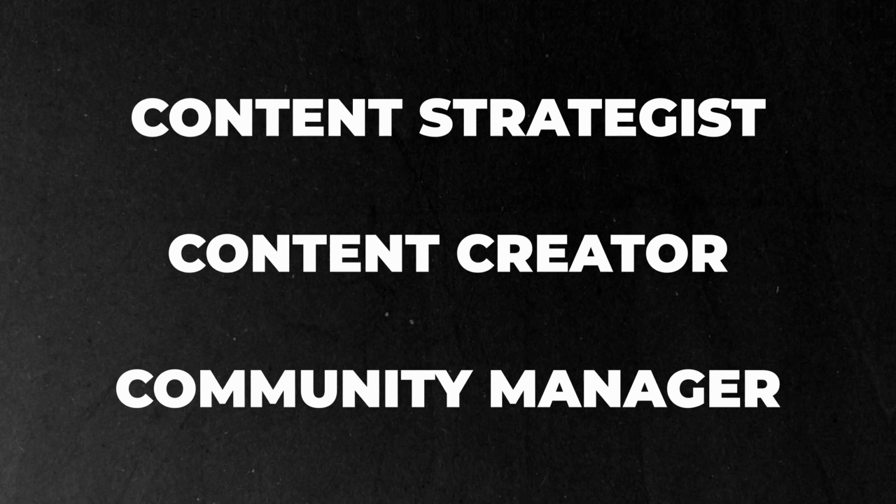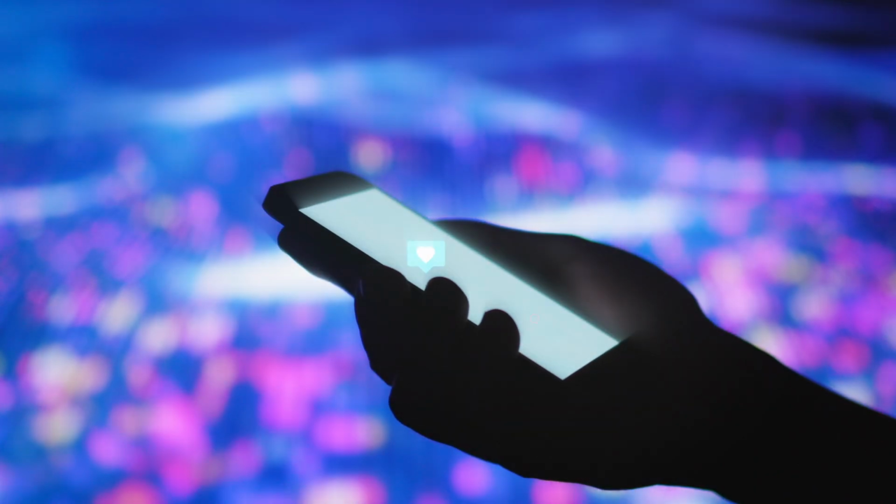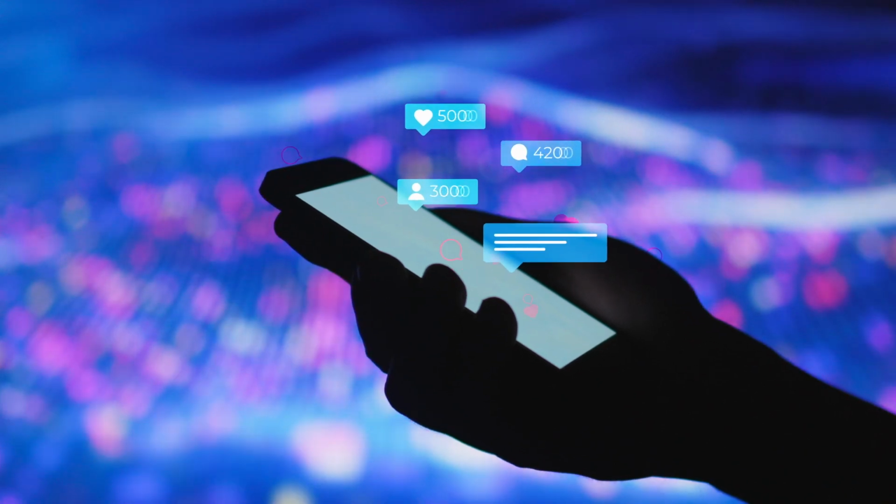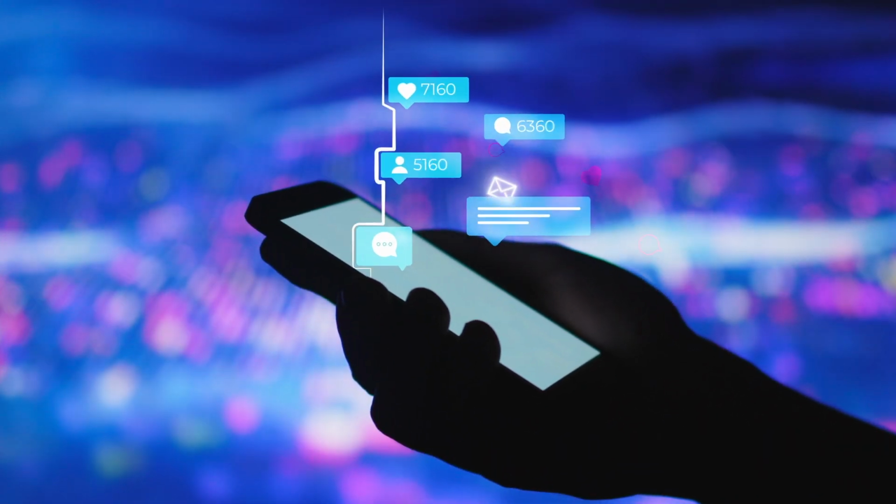The third and last role on your marketing team is the community manager. Your community manager's primary role is to put the content that you're making out onto social media and other platforms. They're going to be the one responding to comments, responding to messages, and essentially building a relationship with your audience that is seeing your content.